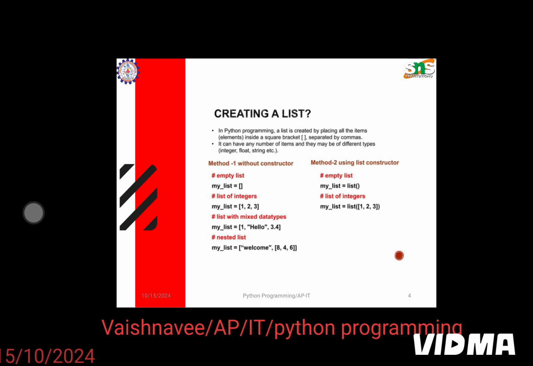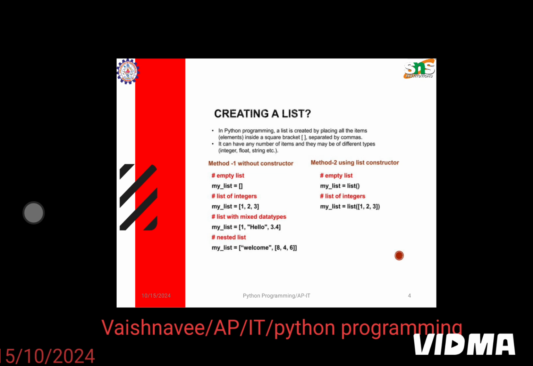Next is the nested list, that is, we have a list within another list. For example, we have created a list, and in that list we have another list 8, 4, 6. So the combination of these two lists is said to be a nested list. When it comes to the constructor, we use my list is equal to the list function. It is created within the function, and we will give the values. So this is about the constructor.